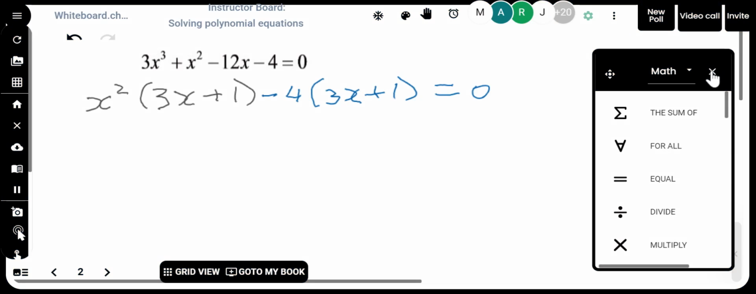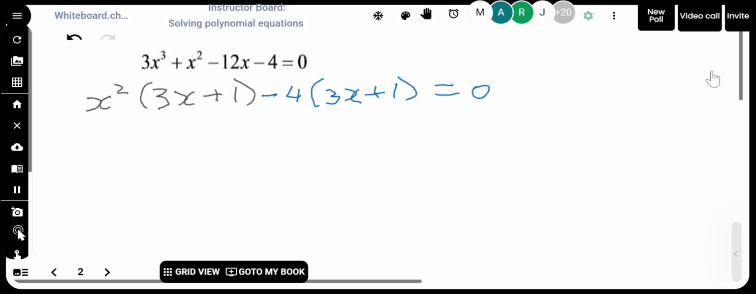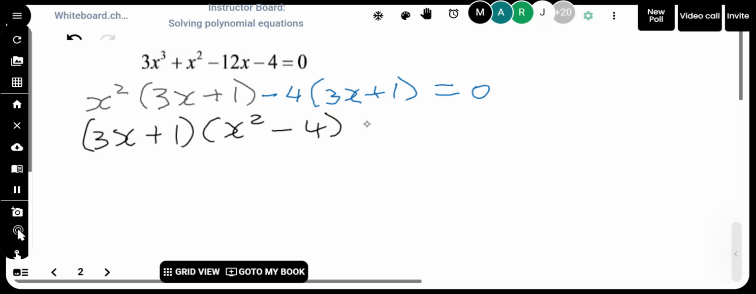Neil's still not here. Okay, so we still have another common factor between both of these, the 3x plus 1. So I'm going to say that 3x plus 1 in one bracket, and then what's left over is the x squared minus 4 in the other, equals 0. But we still haven't yet solved this equation because we haven't fully factored the function.